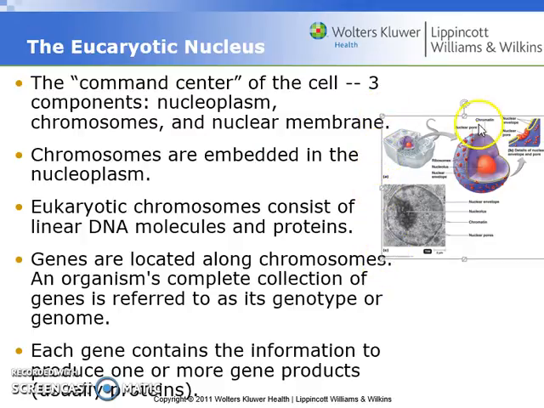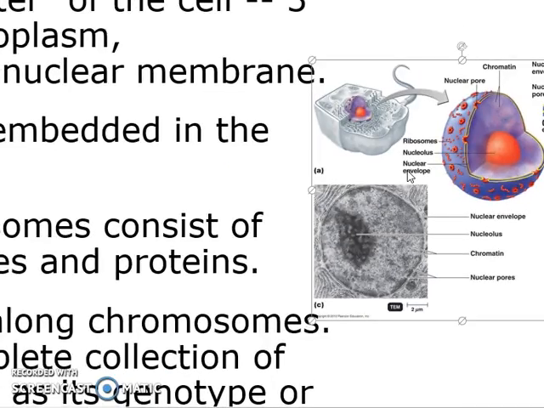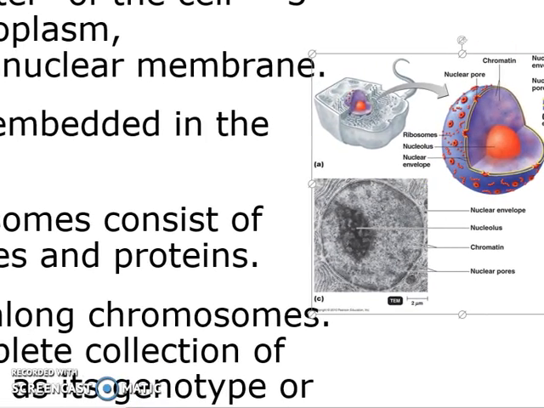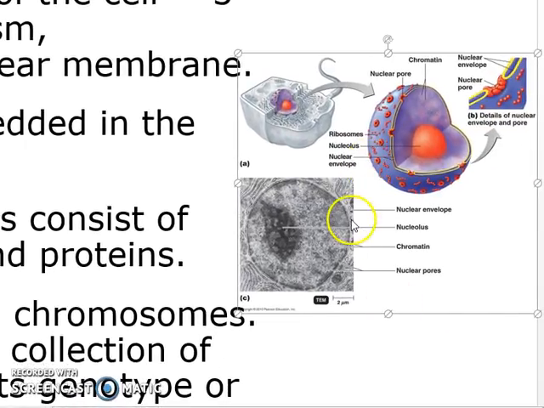Let me try to blow up this image so I can get it to move. It looks like it's not cooperating with me right now. But hopefully I can zoom in. There we go, just a little bit more. Okay, so in this image here, we have the outline of what a eukaryotic nucleus looks like.